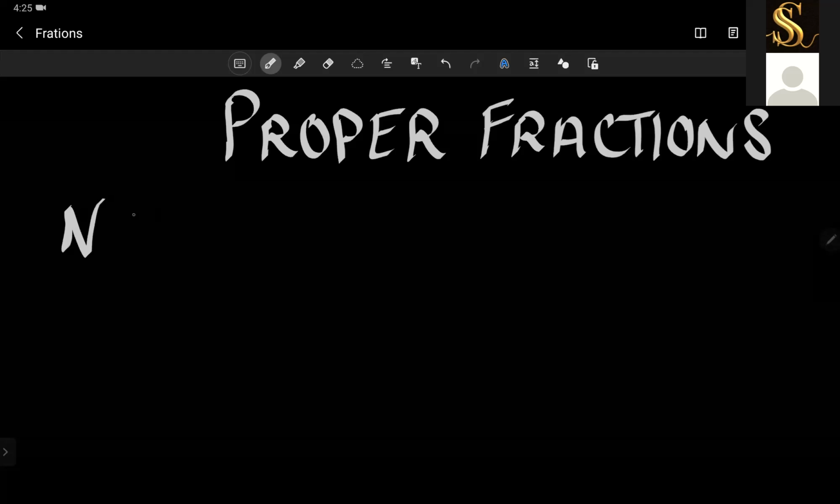So let's start with the types of fractions. Our first type of fraction is proper fractions. Now what are proper fractions? Proper fractions are the fractions where the numerator is smaller than the denominator. I'm so sorry I wrote this wrong. The numerator is smaller than the denominator. For example, 3 upon 11. Here 3 is smaller than 11. Thus, it is a proper fraction. So let's move on with our next type of fraction.